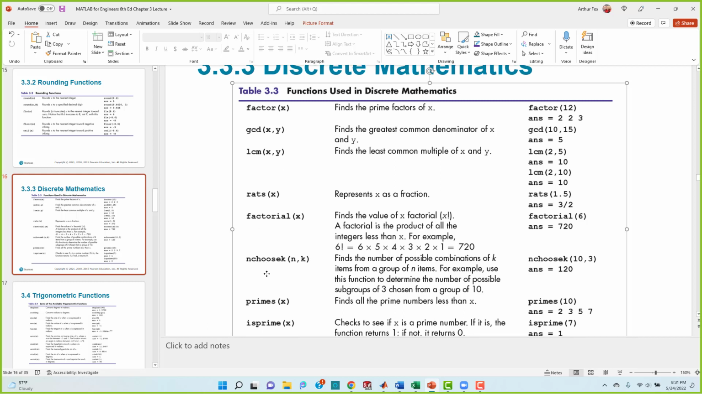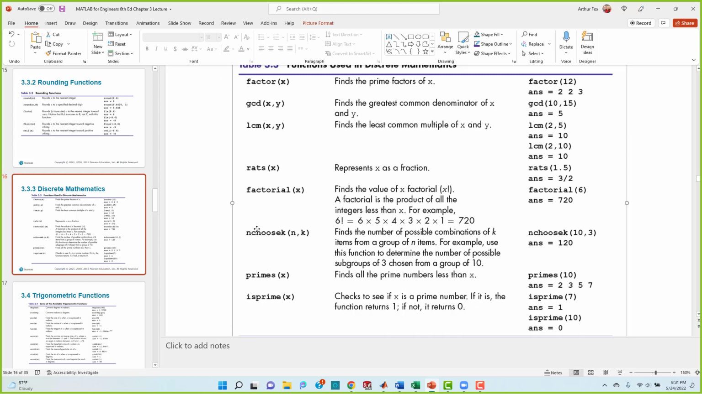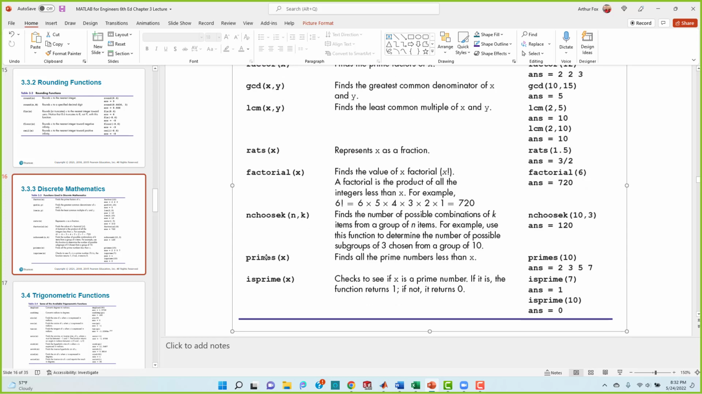And nchoosek tells you how many possible combinations there are in a pool of n. Like if you've got 100 people, how many groups of 3 can you make? Oh, look at that, okay, I was off by 10. I don't know that I've ever used that one outside of this textbook. Primes tells you how many prime numbers there are from 0 to that number. Isprime will check to see if it's prime.